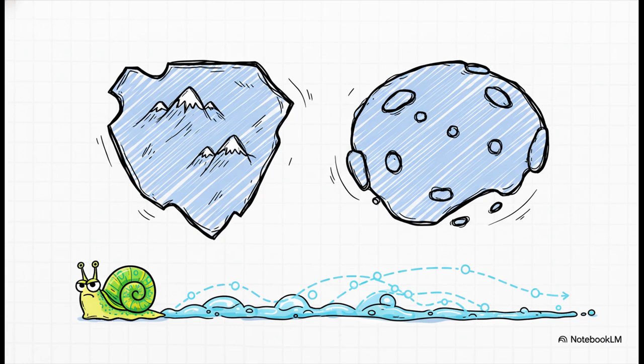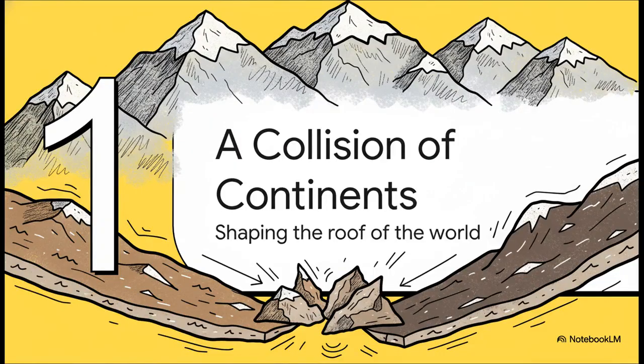Well, it all starts with a collision. But this isn't some quick car crash. This is a collision happening in ultra-slow motion between two gigantic continents over millions and millions of years. It's a process so slow it makes a glacier look like a race car. To really get a grip on how these mountains got here, we've got to understand that crash. We have to rewind the clock way back to a time when the Earth looked totally different.